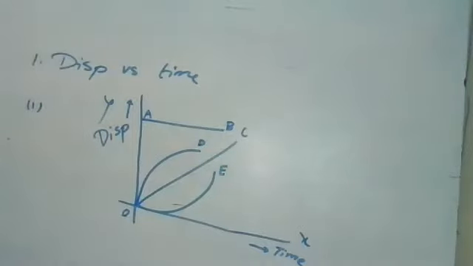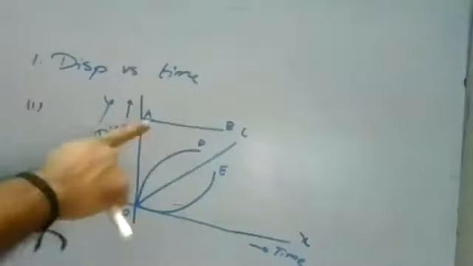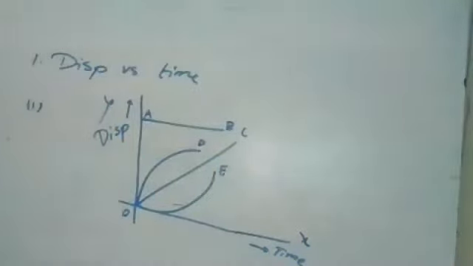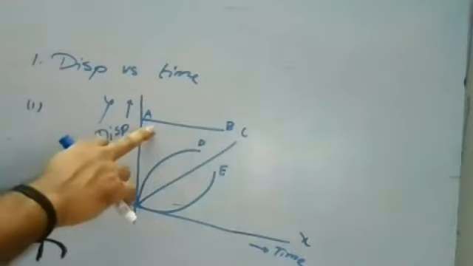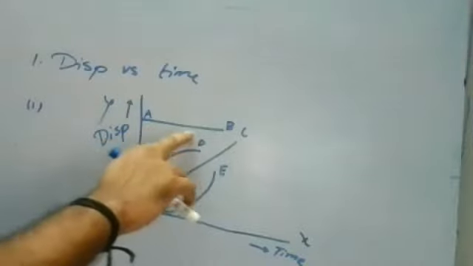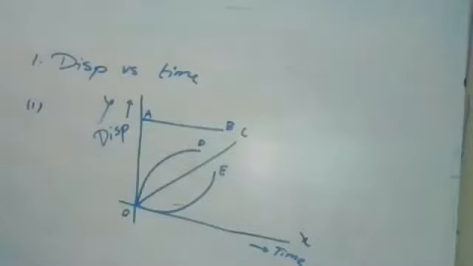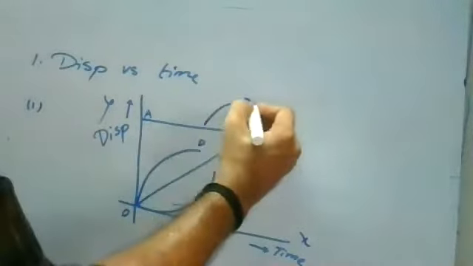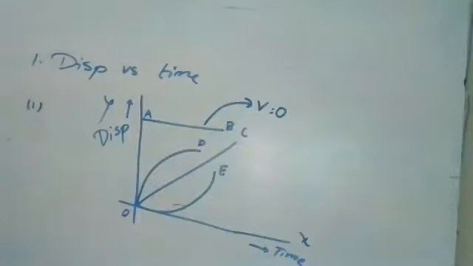That is, velocity is zero. I'll repeat again. If the graph is a straight line parallel to the time axis, shown by the line AB, it means the body is at rest condition. The velocity is zero. When the body is at rest, as the time period varies, the displacement won't change. It will be a constant line. So that means the velocity is equal to zero at this point. V is equal to zero at this point.